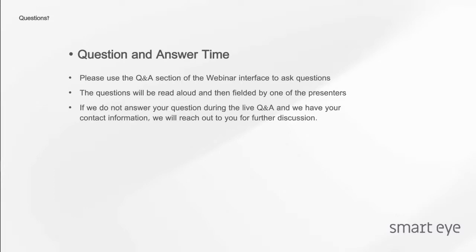So I've got another question. It says, how do you calibrate the eye tracking system? I can take that one, Aaron. Calibration of the system is very simple. Essentially, all you have to do is show the cameras a small chessboard pattern.